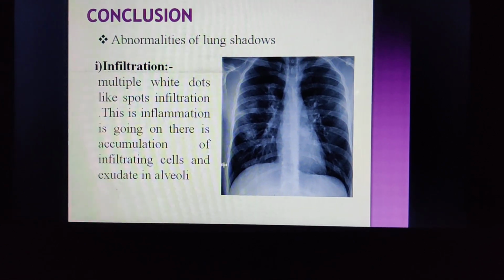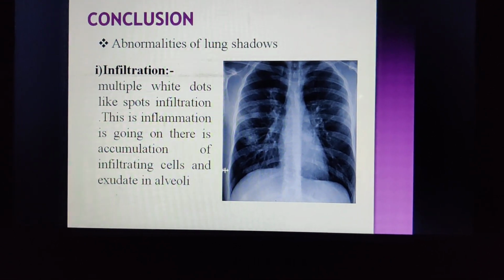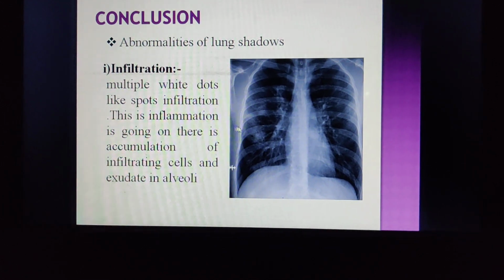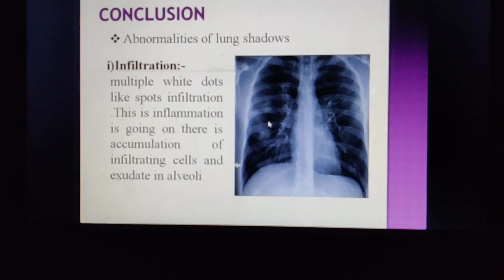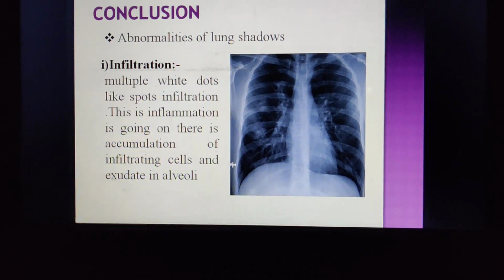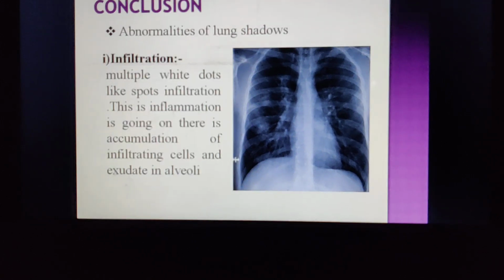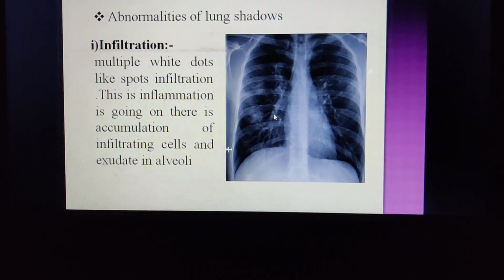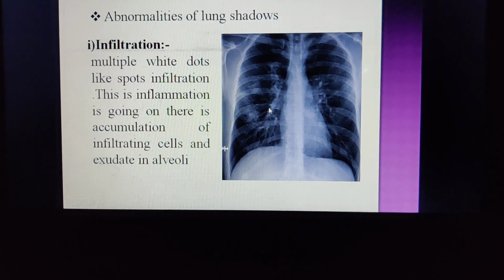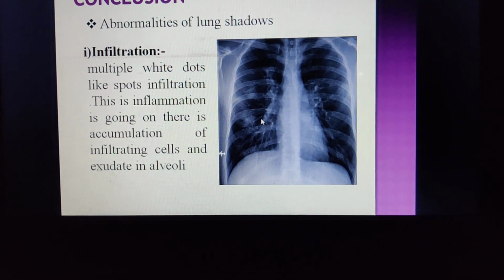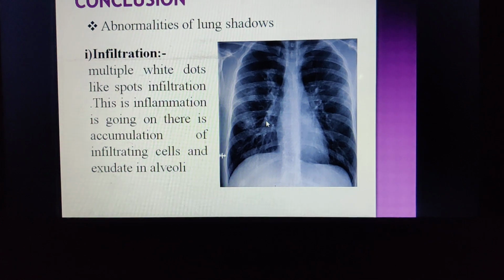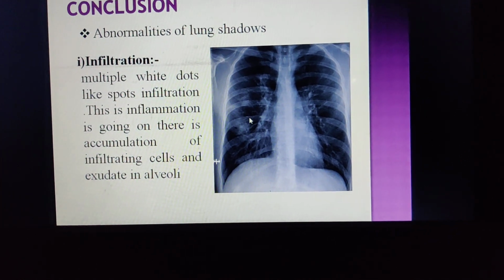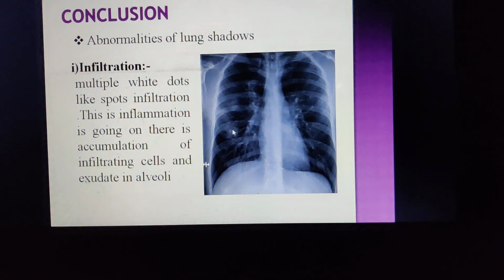And in conclusion, there are many abnormalities in the lungs, like infiltration. Whenever we see multiple white dots or spots, this indicates inflammation, and it can be due to infection like pneumonitis. It can be due to infiltrating cells and exudate in the alveoli, and it can also be seen in an abscess also.